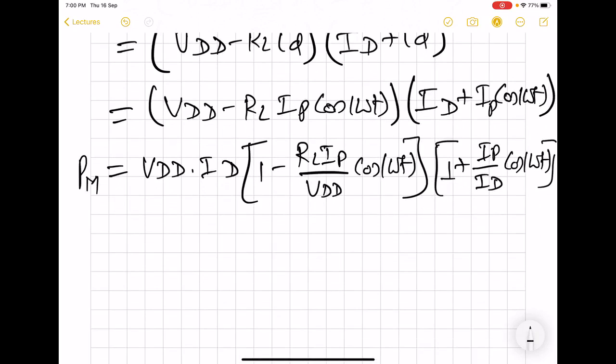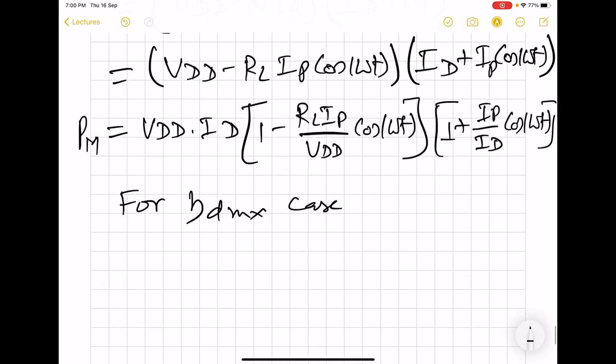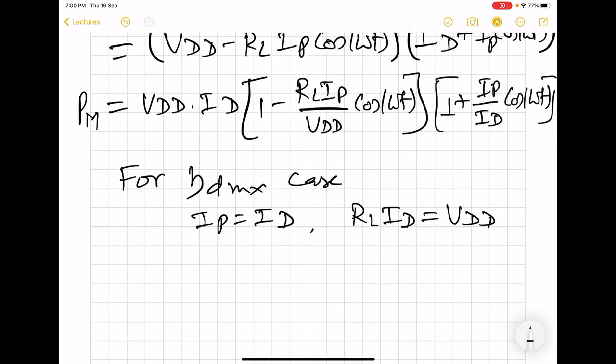But we will be operating our amplifier for the maximum efficiency. So for the eta D max case, we had already seen that current swing IP is going to be maximum, and that implies RL ID is also going to be equal to VDD. So both voltage and current, they should swing to the maximum value. So now for this case, we will have this expression.